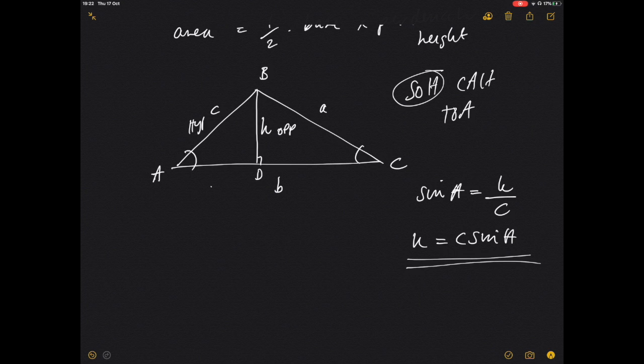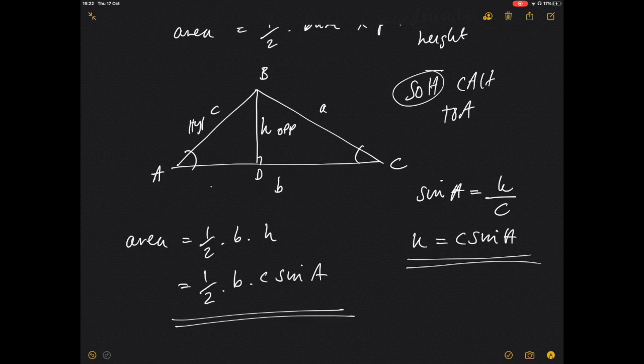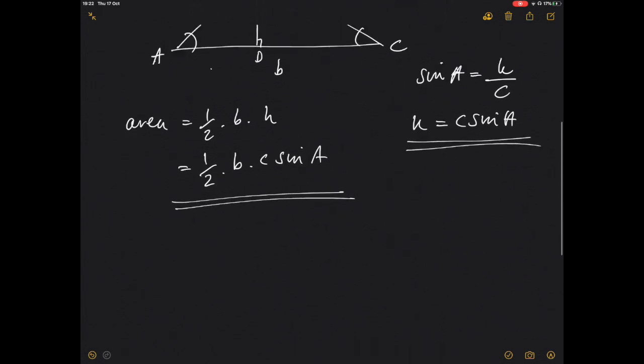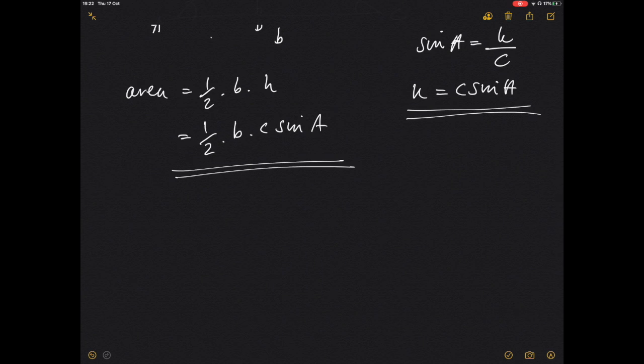And I've just told you that the area of a triangle is a half times the base times the height, which means that it would equal a half times the base times C sine A. So that would be our new answer to the question. That's quite simple, really. We'll have a look at an example.